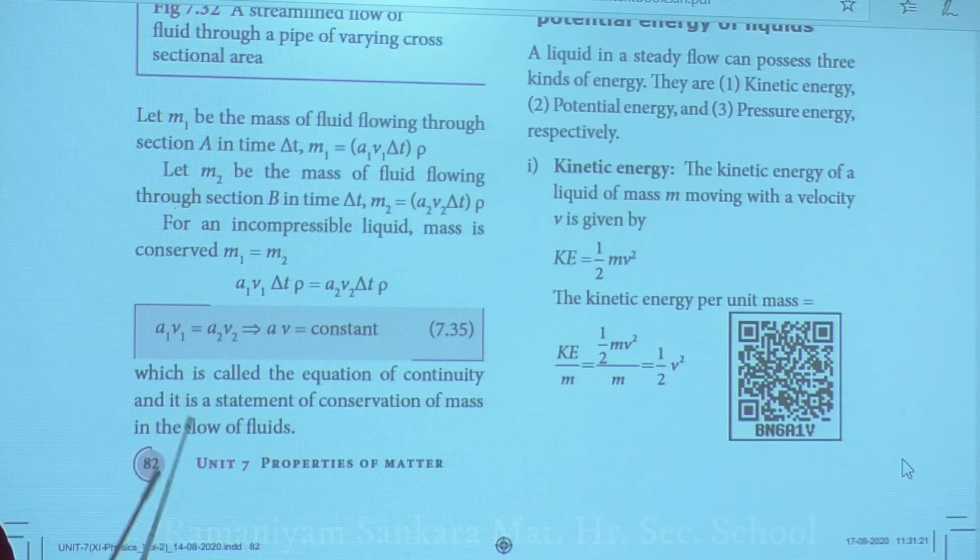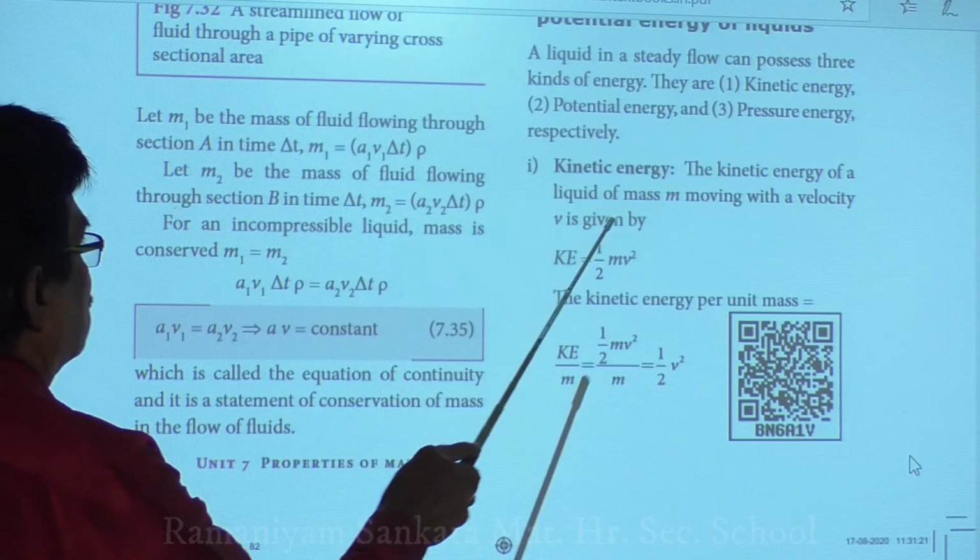Remember, V1 and V2 are the speeds at a given time. This is called the equation of continuity. This is a 2-mark question: it is the statement of conservation of mass in the flow of liquids. The conservation of energy you studied; here it is conservation of mass of the fluids.